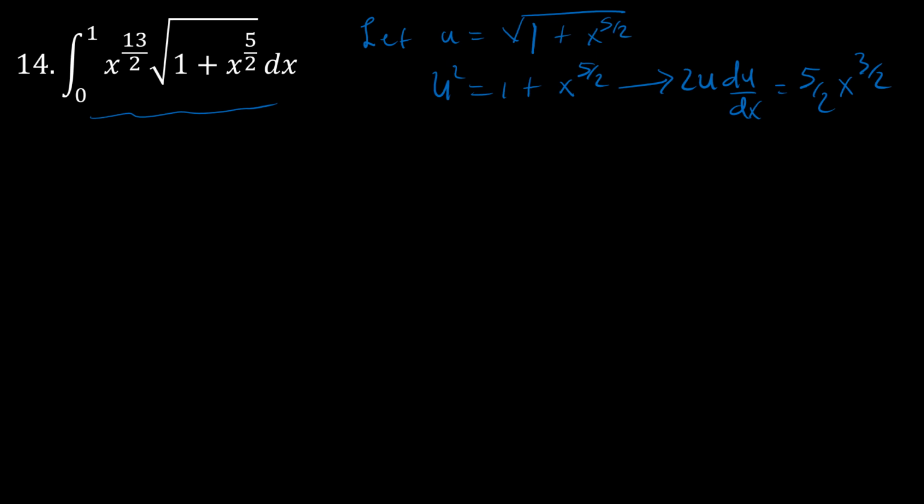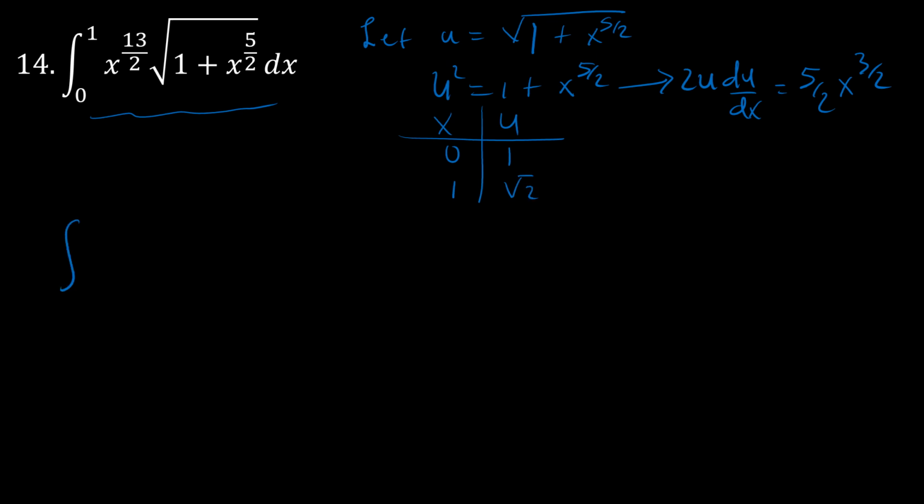And so for the limits, we can say, in the x domain and in the u domain, when x is 0, u is 1 plus 0, square root is 1. And then when x is 1, u is square root of 2.